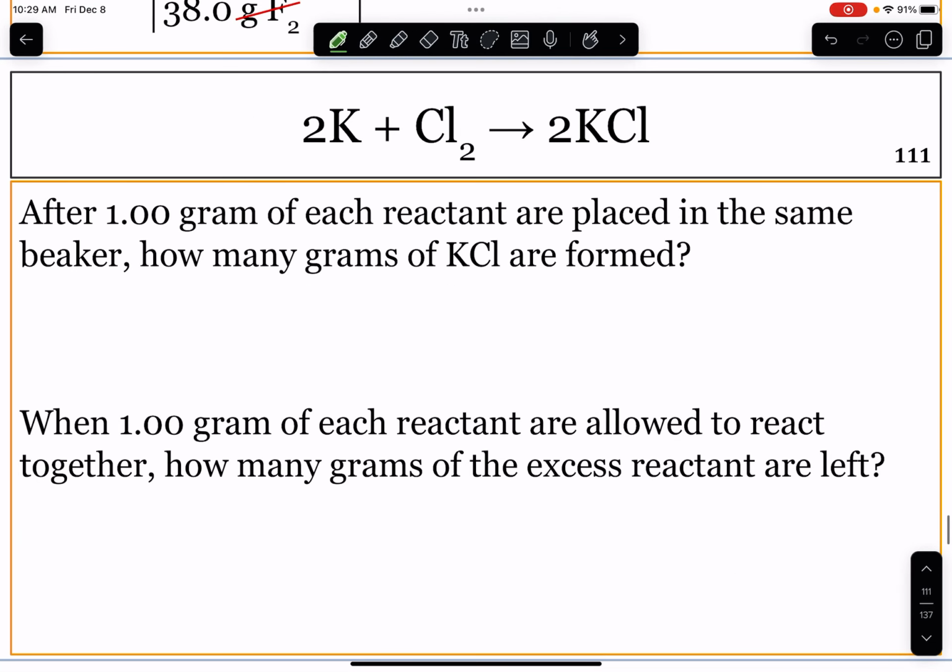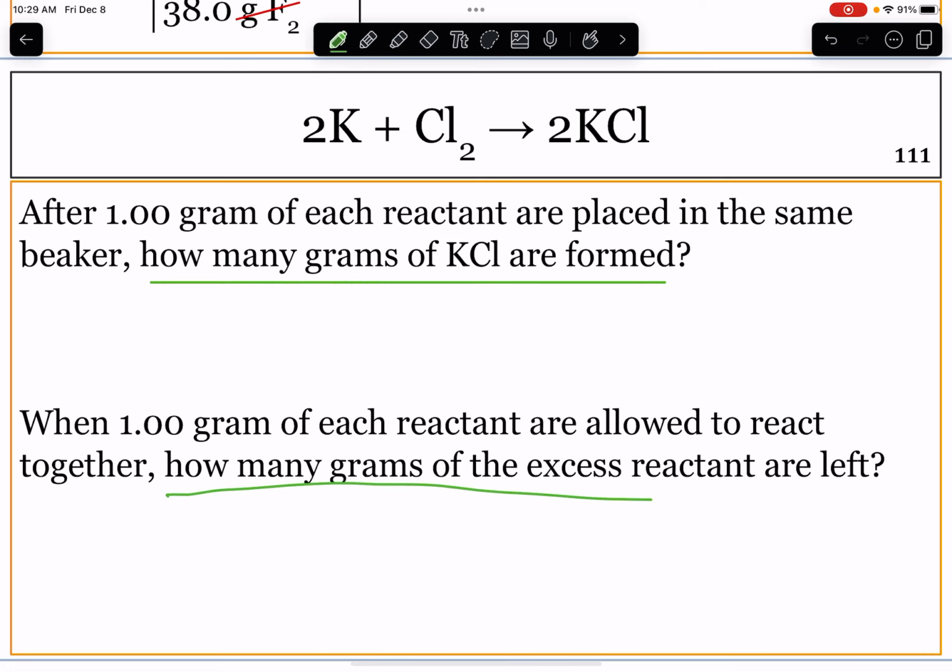All right, here we have a new chemical reaction. It is a 2-to-1-to-2 mole ratio. After 1 gram of each reactant is placed in the same beaker, part 1 says how many grams of KCl are formed, and part 2 says how many grams of the excess reactant are left over. In order to use the mole ratio of 2 to 1 here to figure out which one runs out first, we're going to convert to moles.